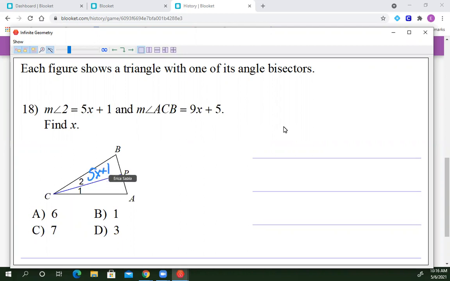But then the whole big angle, that's going to be 9x plus 5. You cannot set these two equal to each other. If you do, you're going to get this answer wrong. But you're going to feel like you're right because that choice is there. If you set them equal to each other, oh, you would have gotten -1, wouldn't you have?